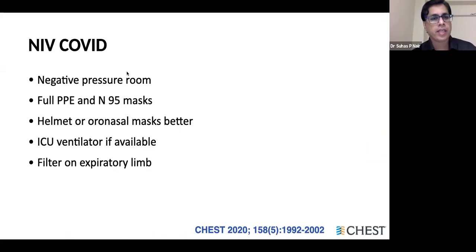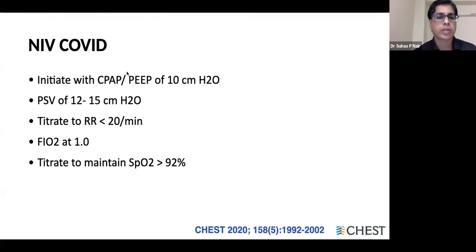And always take COVID precautions. Preferably NIV should be used in a negative pressure room. But if it is not there, always use your PPE and a properly fitted N95 mask. Helmets are preferred, especially in Western countries, or an oronasal mask rather than other interfaces, because it reduces aerosolization. ICU ventilators should be used if available, and it is better to put a viral filter on the expiratory limb to reduce aerosolization.